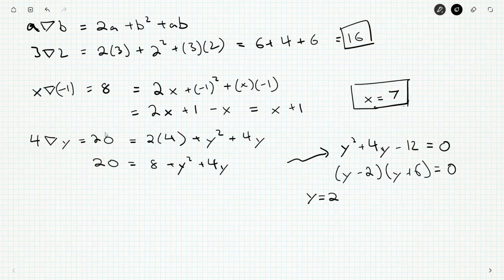So our answers are x is equal to 2, or sorry, y is equal to 2, or y is equal to negative 6, the roots of this quadratic. So that means that 4 triangle 2 is 20. And I could double check: 8 plus 4 plus another 8, that's 16 plus 4. Hey, that is 20. And if we wanted to, we could check the negative 6 one.